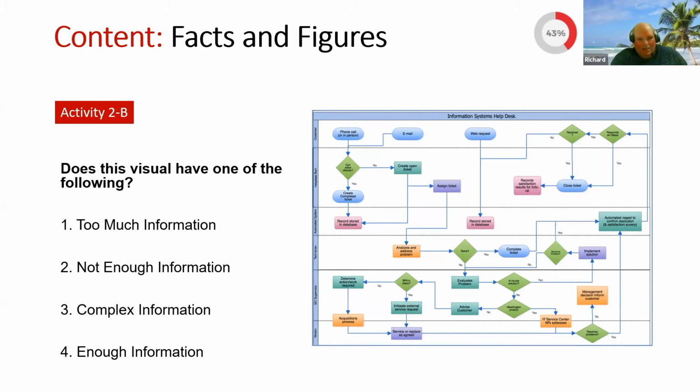Activity 2B, does this visual have number 1, too much information, not enough, 3, complex information, or enough? What do we have? All right, that's it. Going once, going twice. All right, sold. Okay, let's have a look at this. We have definitely too much information.